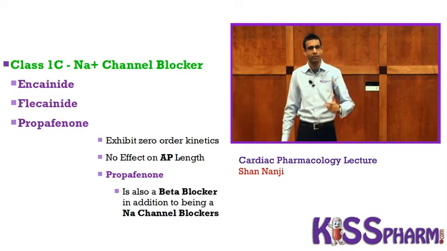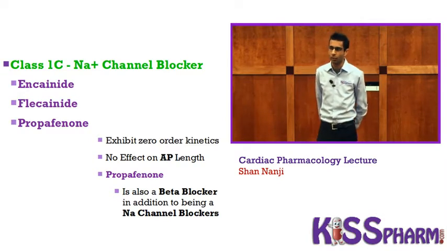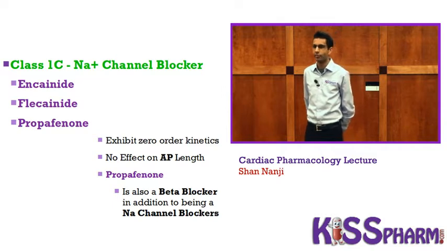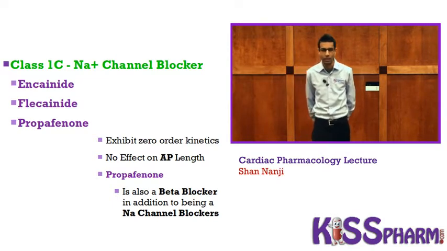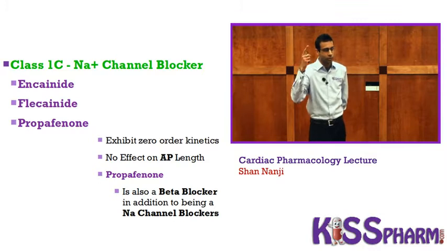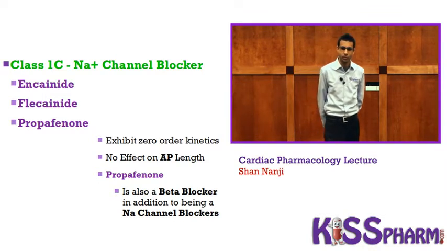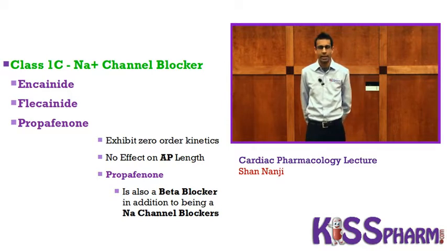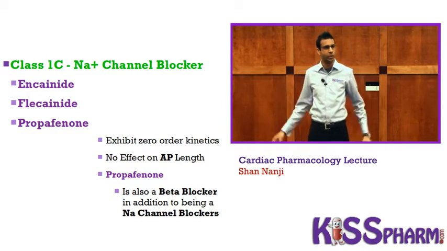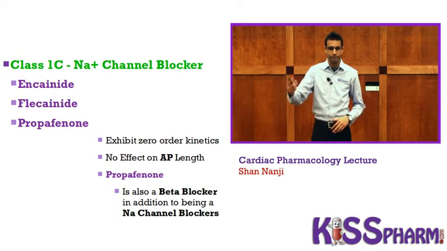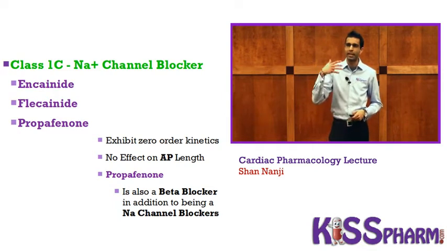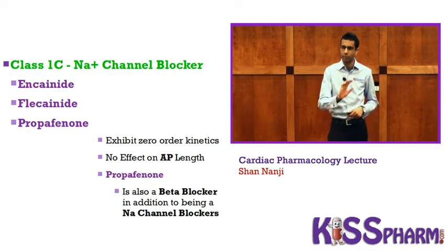Encainide, flecainide, propafenone. Well, there's one thing that you should know about all these drugs: they do not affect the length of the action potential. Do they affect the length of the action potential? No. Excellent. Well, there's one on this list that's very important, and that one is propafenone. What's the most important one? Propafenone, because it's a beta blocker in addition to being a sodium channel blocker.